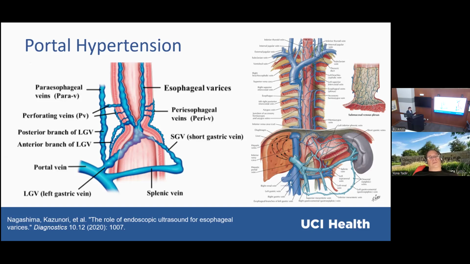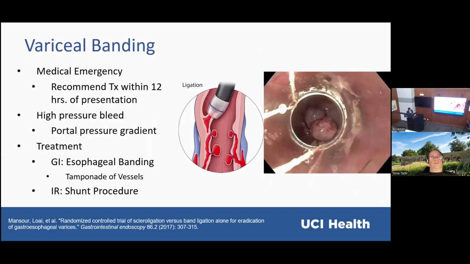And it's regarded as a medical emergency because this bleed will most likely not stop because of that high pressure gradient from that scar tissue of the liver. So it's our medical emergency in the GI world. Of course, it's not a heart attack or a stroke, so we do have some time, but it's recommended by our guidelines to treat this within 12 hours of presentation. And it usually doesn't stop by itself because of that portal pressure gradient being high pressure.